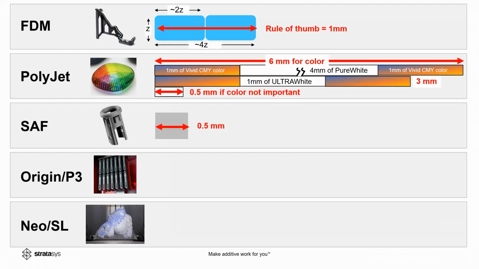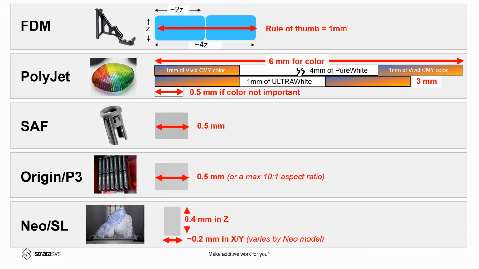This ½ millimeter shows up again and again. It's sort of a minimum recommended distance for SAF and Origin, and then the Neo has different numbers depending on what direction you go. But make a chart like this for your own technologies and use that to input into the thickness checker. Also, you may notice that this video is just for FDM, PolyJet, and SAF, which is what GrabCAD Print Pro currently supports.